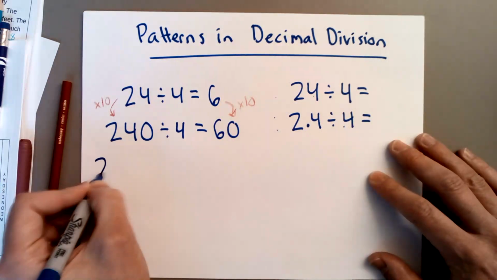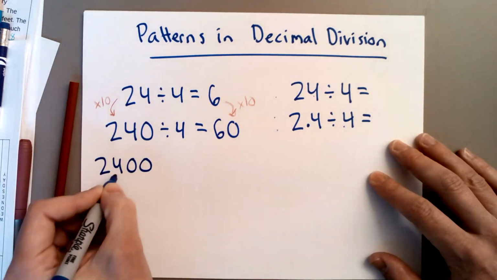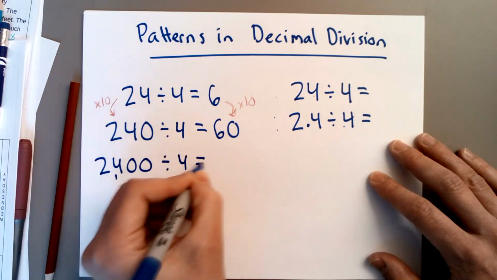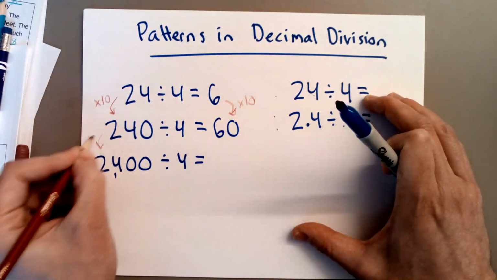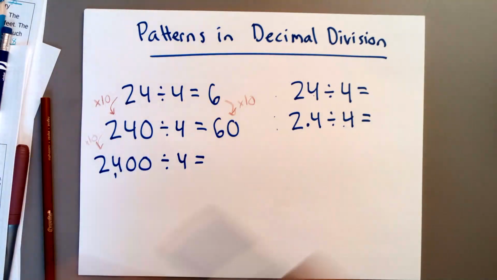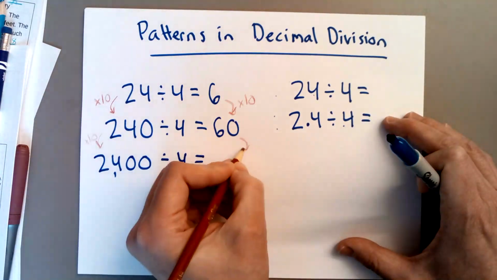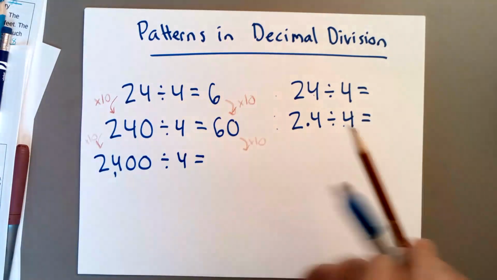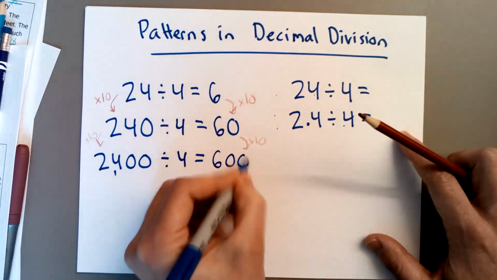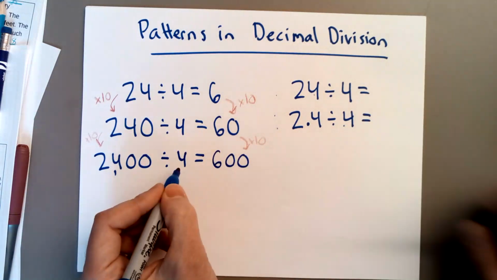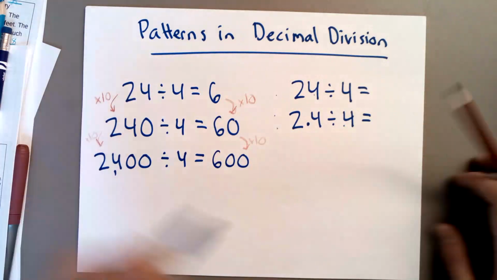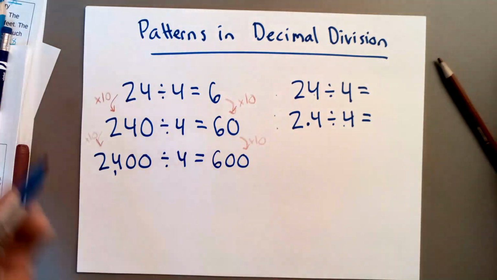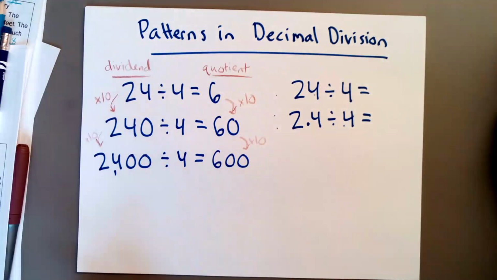And this pattern will keep continuing. If now I have yet 10 times more cookies, then my quotient is going to be another 10 times larger. I can get 600 cookies on each plate. I'm going to need some big plates. So that's what happens when we change the first number, which is called the dividend.